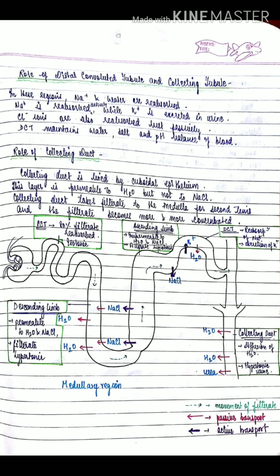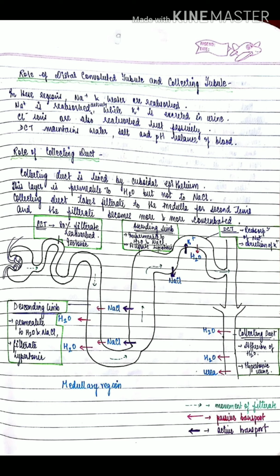Next is the role of distal convoluted tubule and collecting tubule. In these regions, sodium and water are reabsorbed. Sodium is reabsorbed actively and potassium is excreted in the urine. Chloride ions are also reabsorbed, but by a passive process.